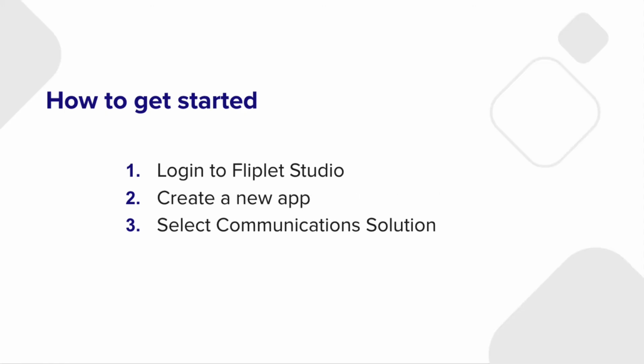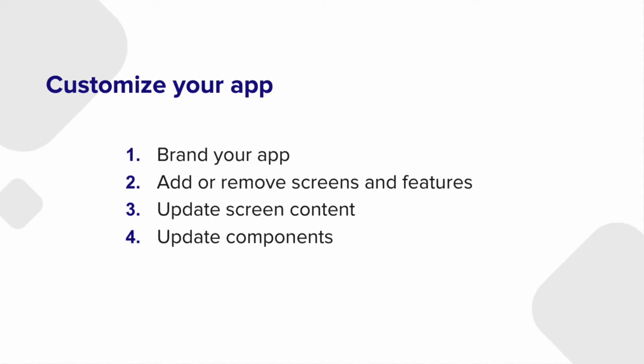To add the comms solution template to your account, log into Fliplet Studio, click to create a new app and select the communication solution option. When you add the app to your account, you may want to look at branding your app. You can update this with the theme appearance and the appearance settings to put this in line with your brand guidelines. There may be a few screens and features that you don't want to include, so you can look to remove these or add any additional features that you wish.